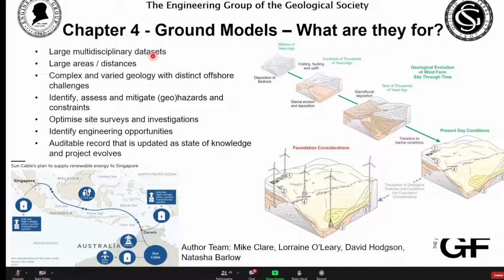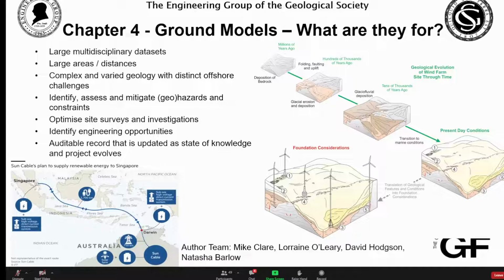And here we set out that what we're trying to do with the ground model is identify, assess, and mitigate any geohazards and constraints at the earliest stage in the development planning process, to make sure that site surveys and investigations are optimized and targeted appropriately. This covers the geophysical surveys that are non-intrusive, geotechnical investigations, and potentially focused geological investigations. It also helps us identify engineering opportunities, as has been explained by many previous papers on ground models, particularly offshore, building on work that Trevor Evans has presented previously.